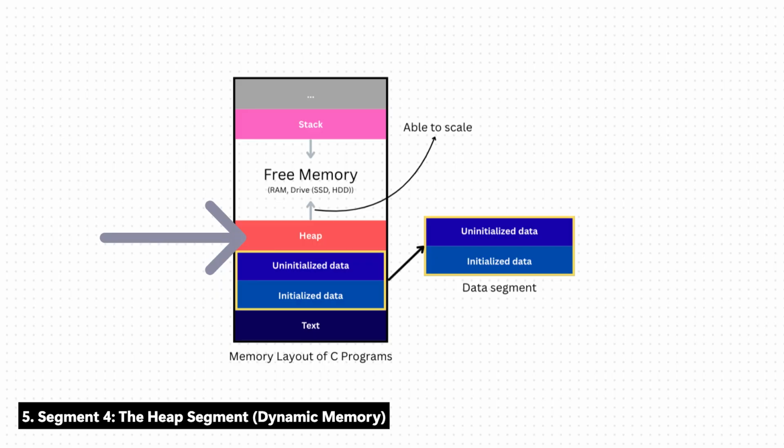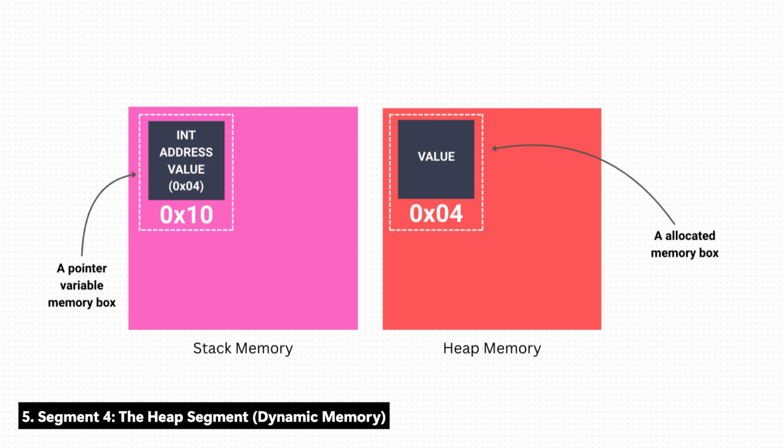5. Segment 4. The heap segment, dynamic memory. The heap is the most important segment for intermediate C programming. What it stores: memory that is explicitly requested by the programmer during runtime. This is where memory for dynamic arrays and data structures like linked lists will live.